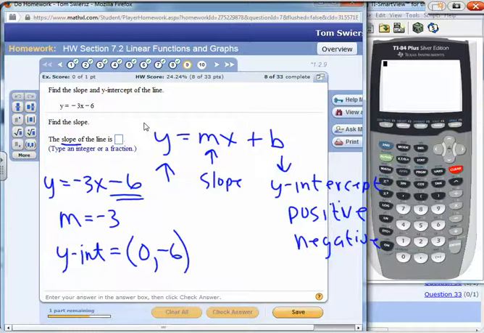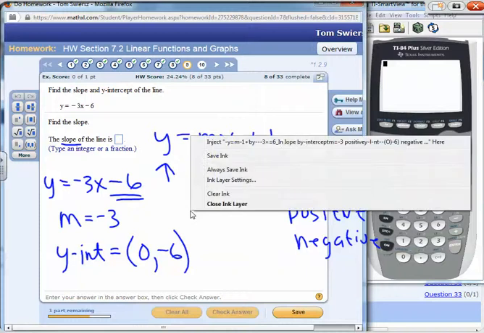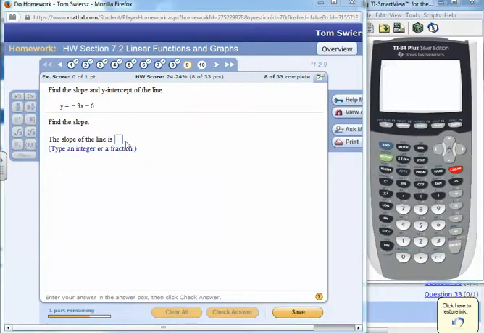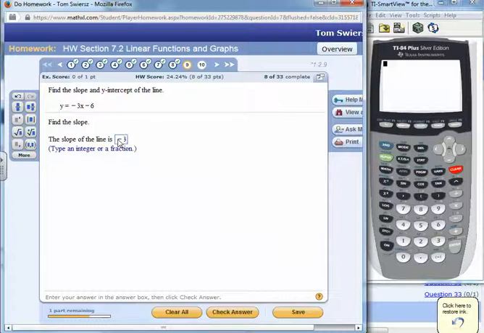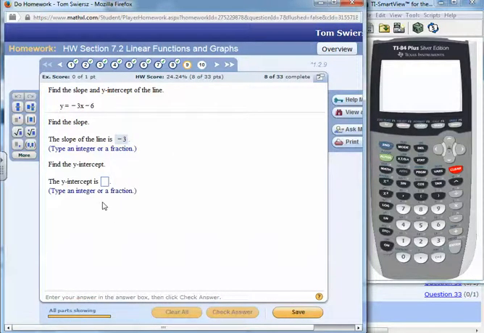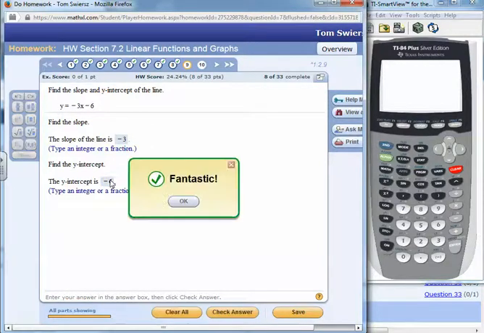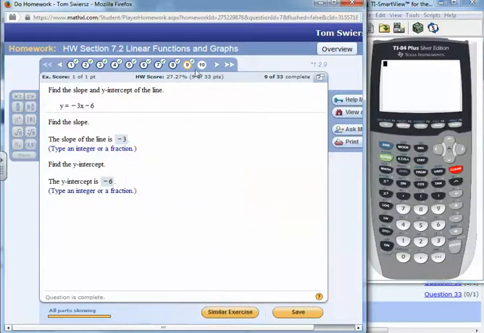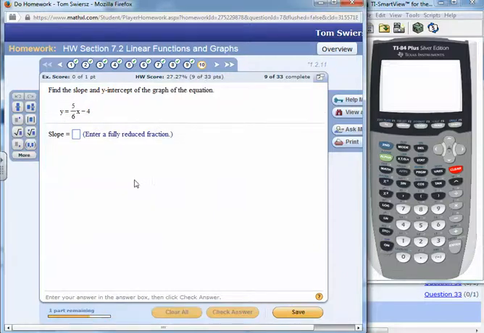Let's see here how they ask. Okay, so for the first thing is the slope, the number in front of x is negative 3. Okay, and the y-intercept, okay, I think you just put in the numbers. You don't have to put in a point. So just put in negative 6. Yeah, and it does it correct. So don't put in 0, negative 6. Just go ahead and put in negative 6. And it'll give you the correct answer.